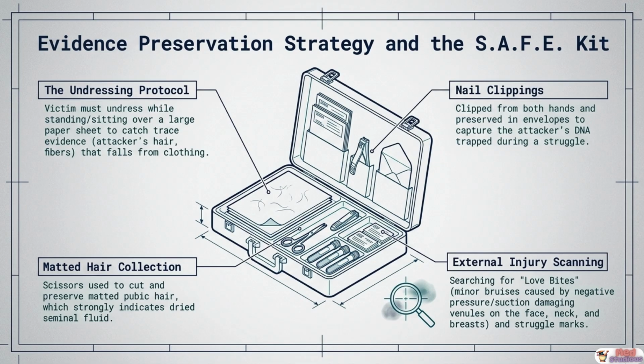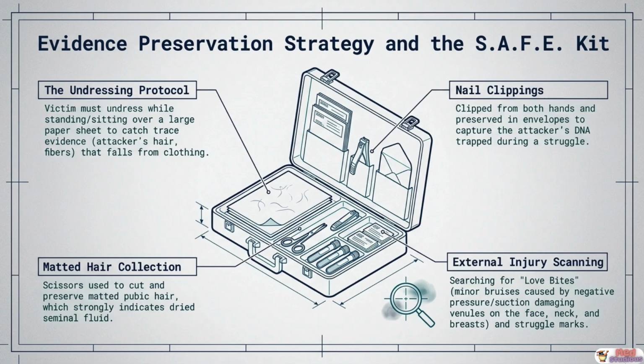The examination begins with the undressing protocol. The victim is instructed to undress while standing or sitting over a large, clean white paper sheet spread on the floor. This is not merely procedural, it is forensically critical. As clothing is removed, trace evidence that has adhered to fabric, the attacker's hair, skin cells, textile fibers, falls onto the paper and is collected as the sheet is carefully folded inward and sealed. Each clothing item is packaged separately in a paper bag, never plastic, to prevent biological degradation from moisture.